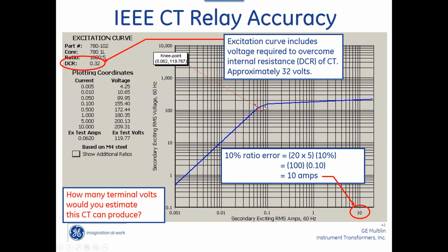This point right here is called the knee point, and that's the point where I get 50% more excitation but only a 10% change in voltage. So that's called the knee point. That's when I'm starting to get towards saturation and the curve flattens out. So ideally, you want to operate in this region down here, because now I'm going to get a really good ratio there. Okay.